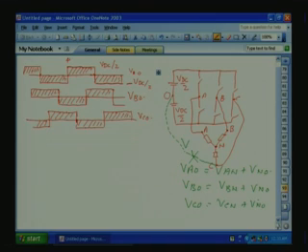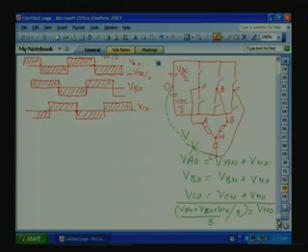And by summing, we found that VA0 plus VB0 plus VC0, divided by 3, is equal to VNO. So, VA0 plus VB0 plus VC0 divided by 3 is equal to VNO.